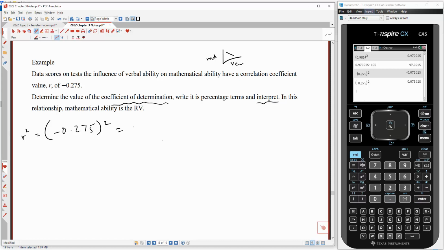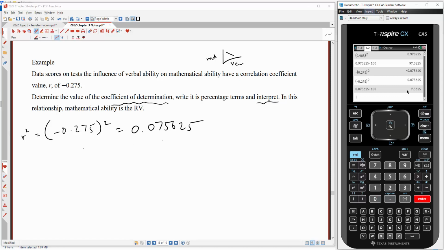So it's 0.075625. Now we're going to multiply that by 100, which is 7.56, assuming it's 2 decimal places, percent. Alright, so that's our percentage.